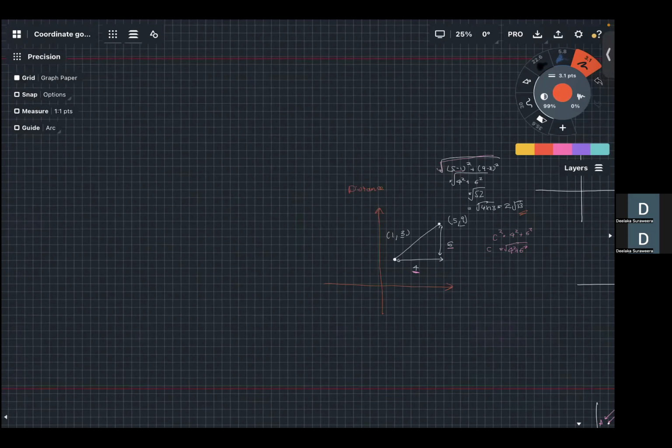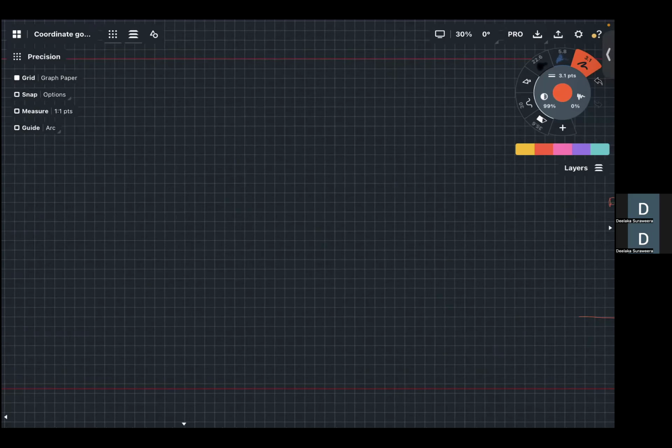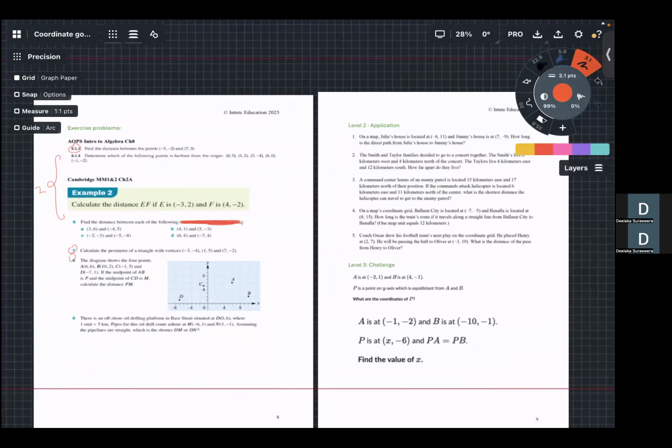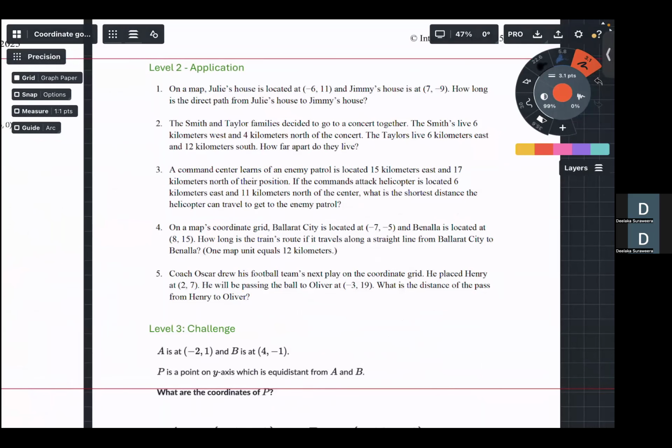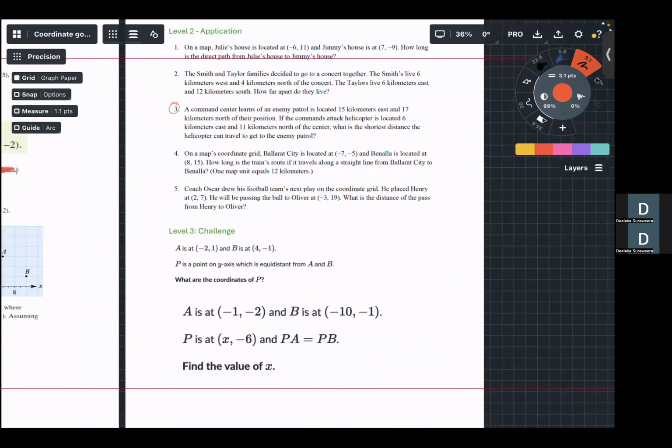I'll give you another question. Come back to this worksheet maybe. Let's do, let's not do that one. This one, and if you finish that, go to this one.